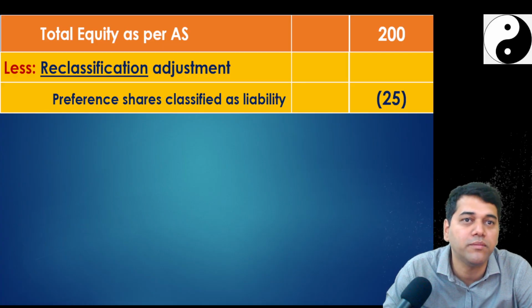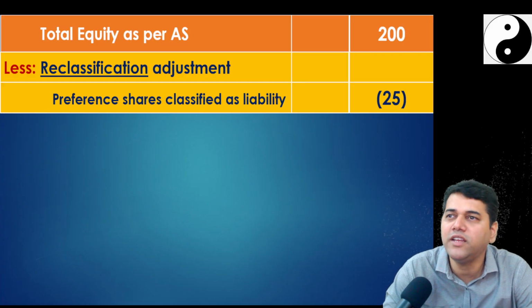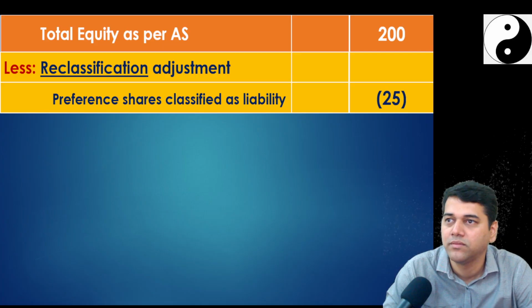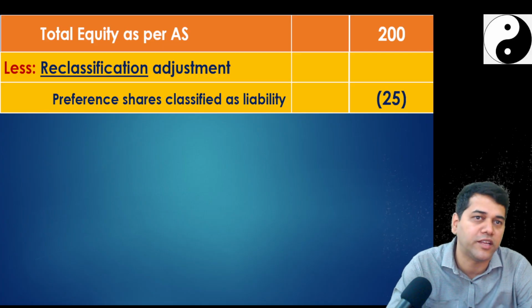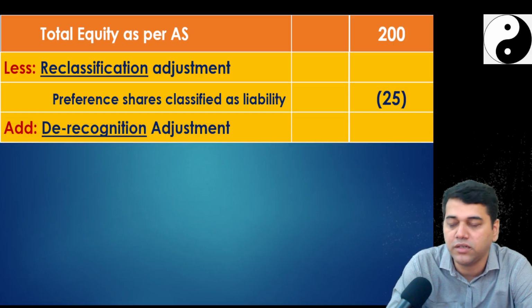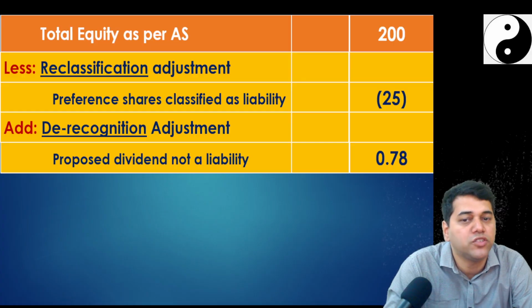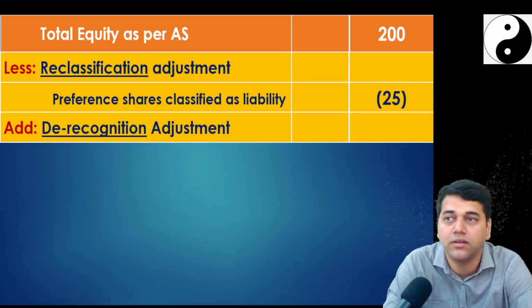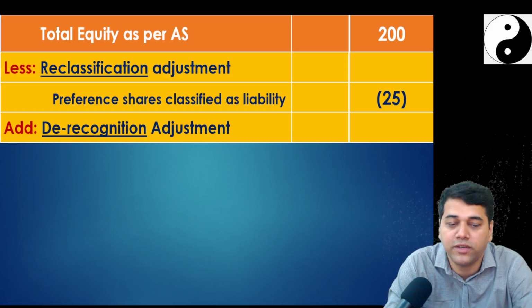What can you call them? Derecognition. Derecognition, because you don't recognize that anymore, you will remove it. So you say derecognition adjustment: proposed dividend, which is not a liability at all. Are you going to minus or add?